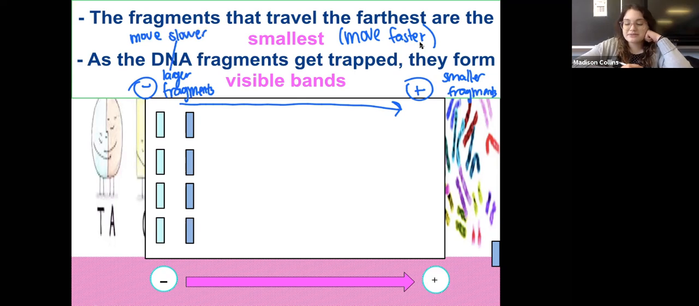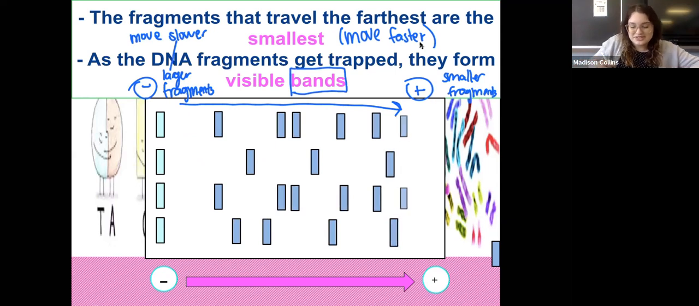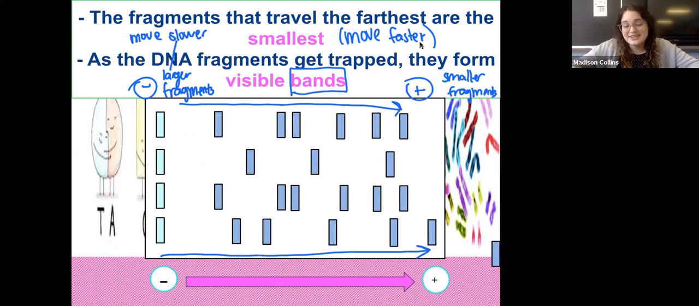So as the DNA fragments get trapped, they form visible bands, and these bands are what actually allow us to compare the DNA sequences between different samples. So I'll show you guys what that looks like. Right here is a drawing or an animation of what this is going to look like over time. So again, those DNA samples move towards the positive end. Right now, I want you to tell me which one of these molecules is the smallest fragment.